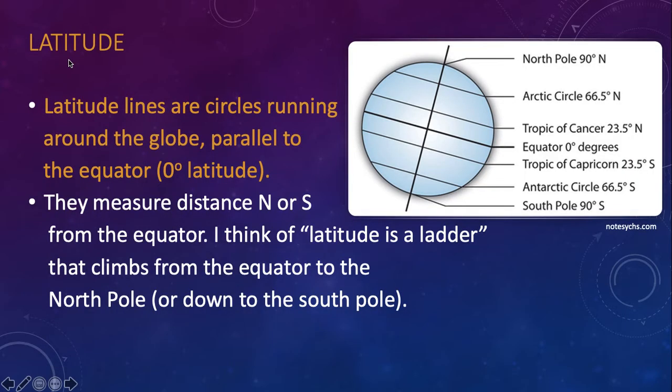So a little more about latitude lines. Latitude lines are circles. They don't touch one another. They're running parallel to one another. And it measures distance either north or south of the equator. When I'm trying to figure out which is which, I think of latitude as a ladder, and you climb up and down north or south from the equator.